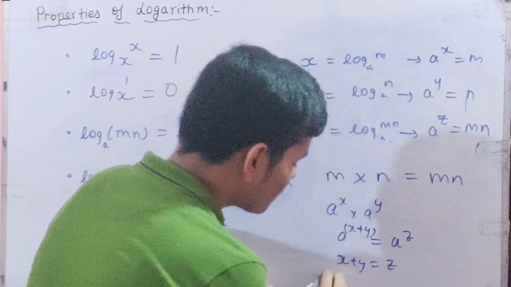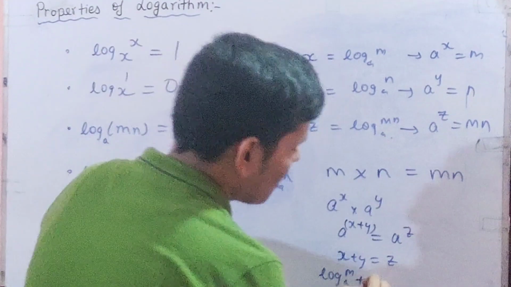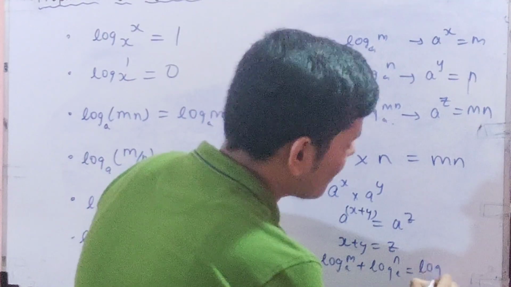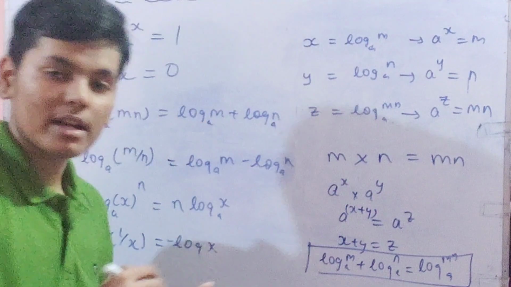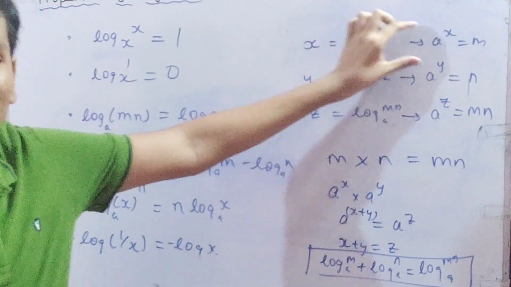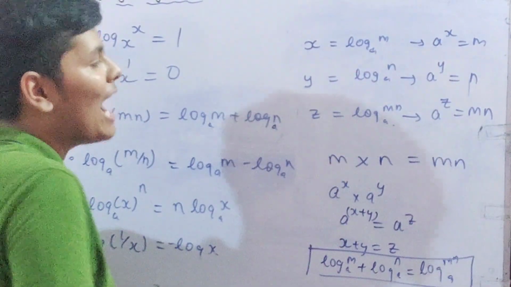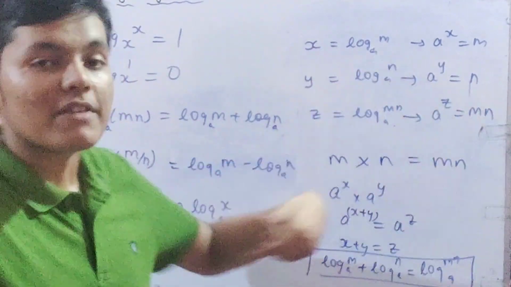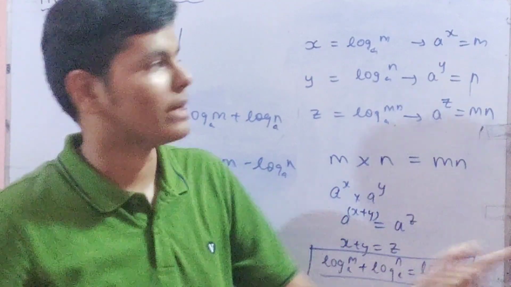What is x? Log of m to the base a. Plus what is y? Log of n to the base a. And what is z? Log of mn to the base a. This is the derivation of the formula. Now how do we derive this formula? We took x as the value of log of m to the base a, y as the value of log of n to the base a, and z as the value of log of mn to the base a. Now after taking the antilog, a power x is m, a power y is n, and a power z is mn.